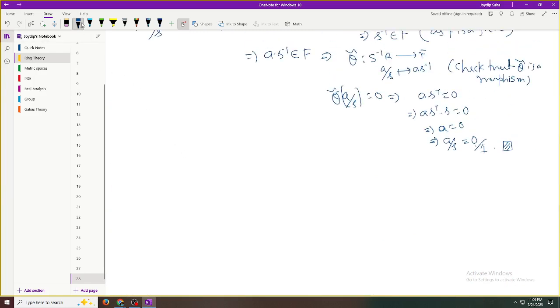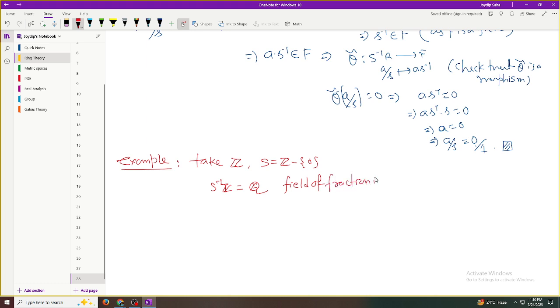Example. At first, example, take Z, S equals Z minus 0, then S inverse Z equals Q. Okay, so the field of fraction of Z is Q.